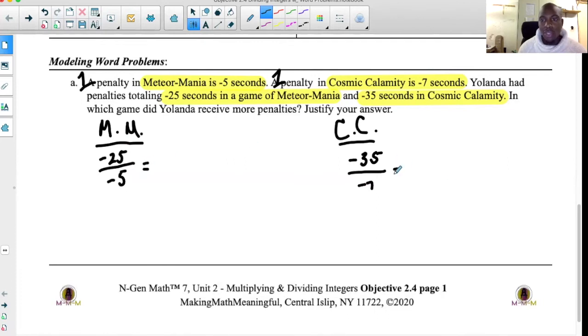Okay, this is how I would start my math off by saying, okay, the -25 seconds in total for Media Mania divided by the -5 seconds for one penalty will give me how many penalties she had in total. Because they're both negative, the answer is going to be positive. How many penalties is going to be a positive number? 25 divided by 5 is going to give me 5. So I know in this game it was 5 penalties. Whereas in -35 divided by -7, once again, these negatives are going to create a positive number here. 35 divided by 7, that's also going to give me 5 penalties.